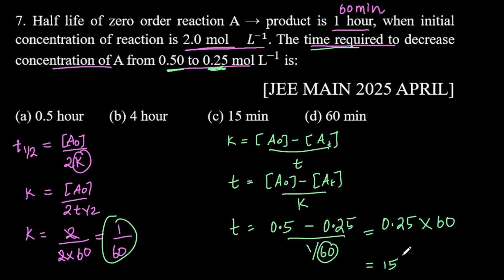So when you multiply this, the answer is 15 and the time we have measured in minutes now. So the answer is 15 minutes. So the correct option is option C.